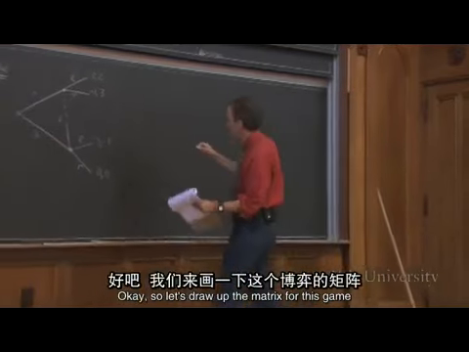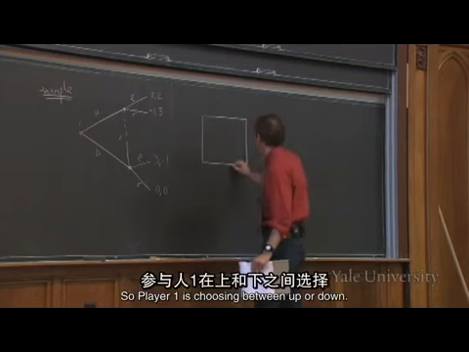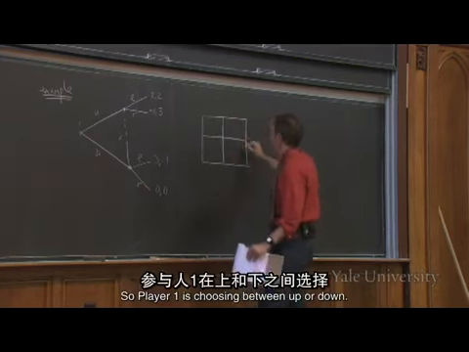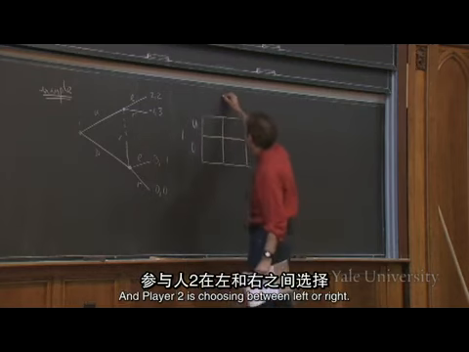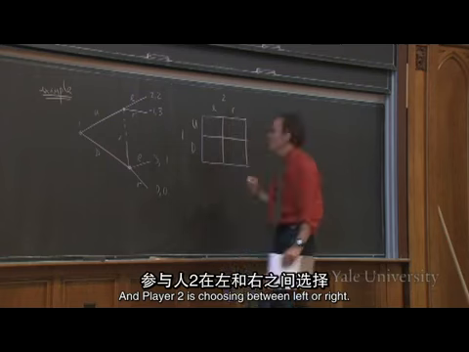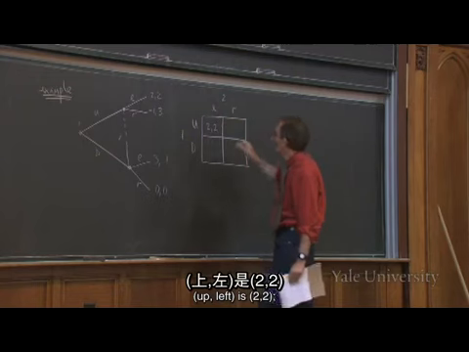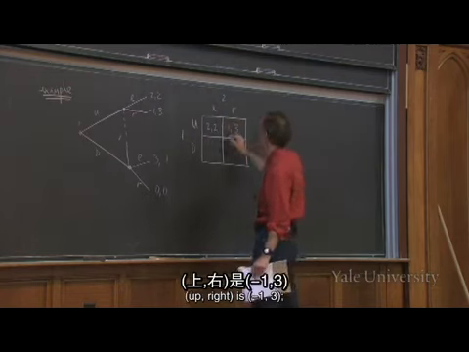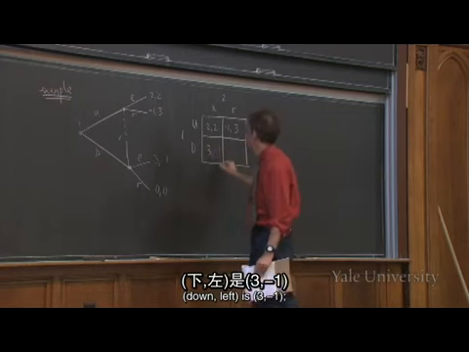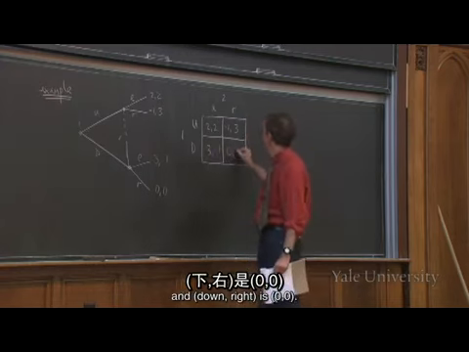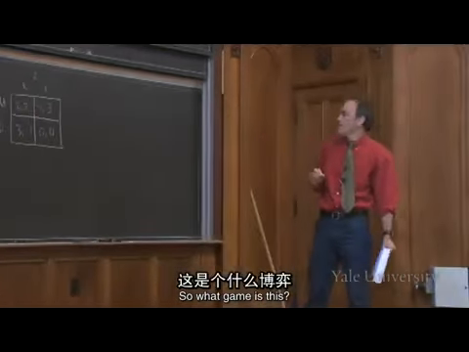All right? Okay, so let's draw up the matrix for this game and see if it looks familiar. All right, so player 1 is choosing between up or down, and player 2 is choosing between left or right, and the payoffs are as follows. Up left is 2, 2. Up right is minus 1, 3. Down left is 3, minus 1. And down right is 0, 0.